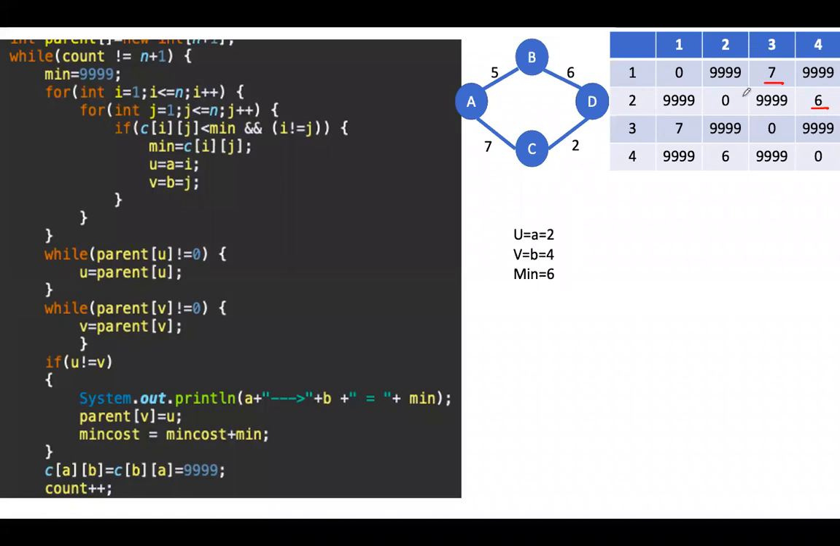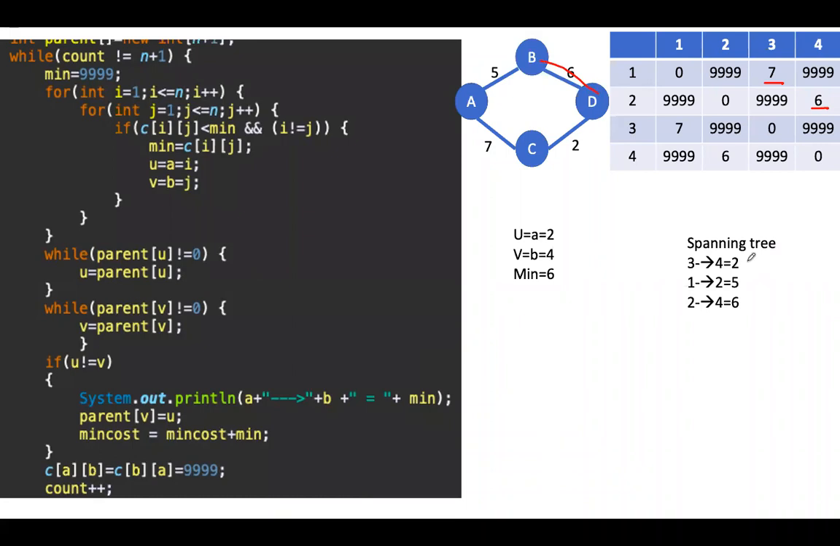Minimum element is 6, i value is 2, j value is 4. So u value is 2, v value is 4. Minimum element is 6. Again, u not equal to v, this condition is true. And a to b is 2 to 4. See, 2 to 4, this edge. 2 to 4 will print the spanning tree.